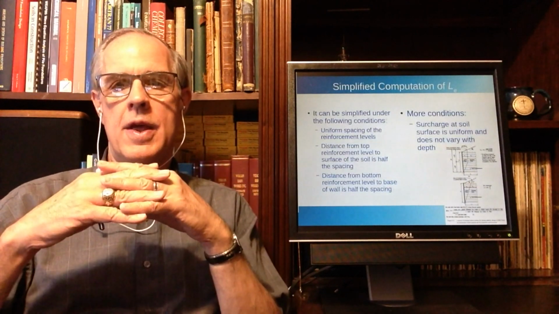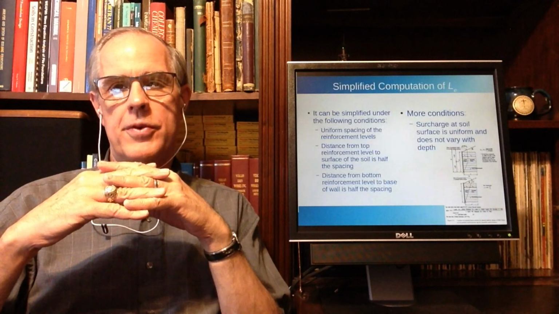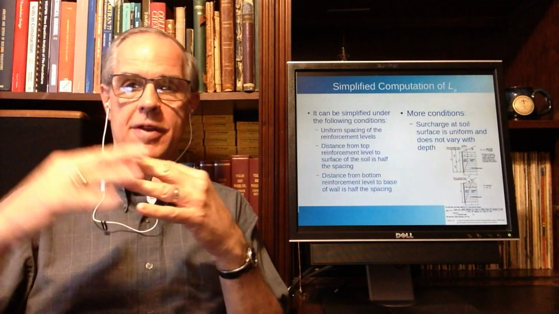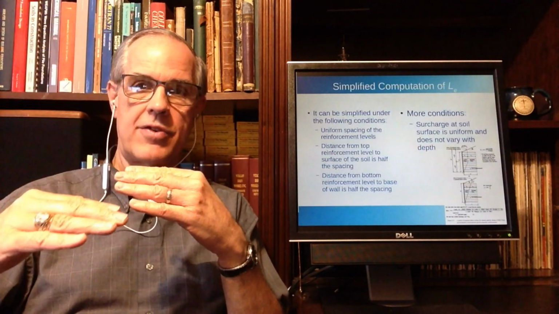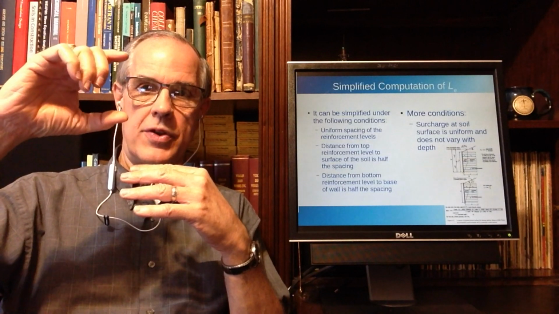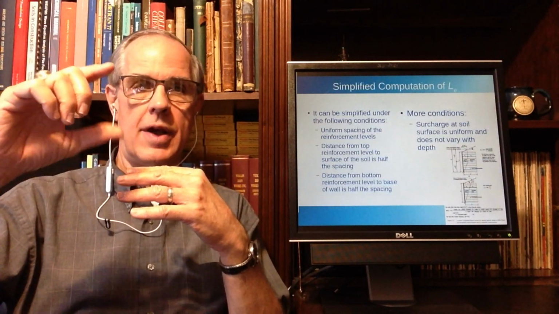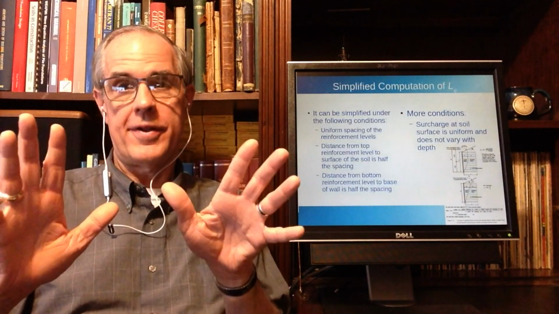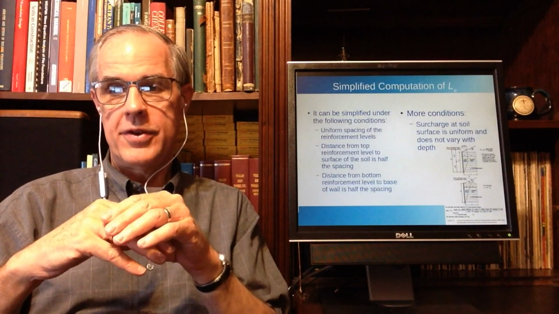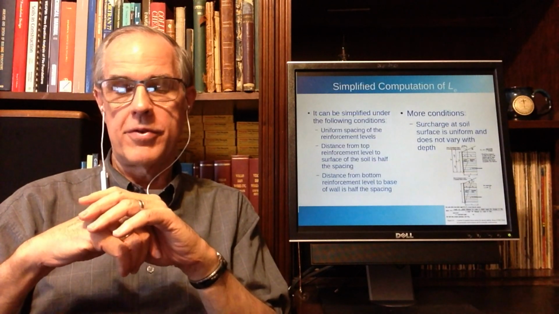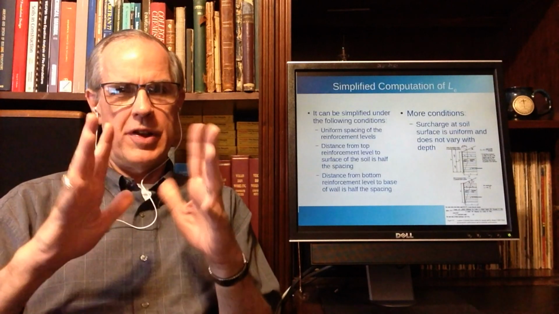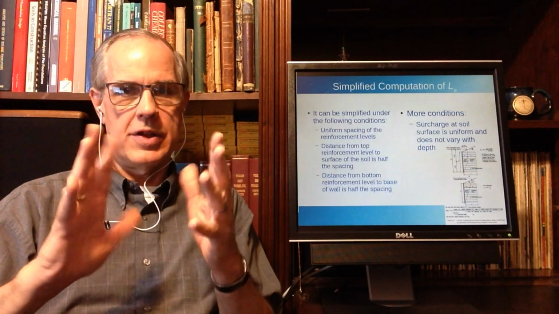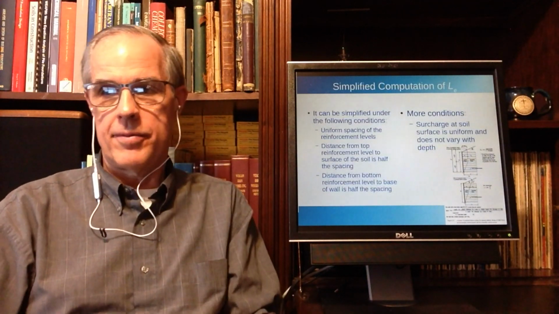In any event, the geogrid spacing can either be conceived of as the spacing between one geogrid and the next, or between the top of the zone and the bottom. They're not unrelated, but in the case of uniform spacing, they're all the same. The distance from the bottom reinforcement level to the base of the wall is half the spacing. You'll note there's a little difference on the spreadsheet, because of a little non-uniformity at the bottom. We're not going to worry about that.